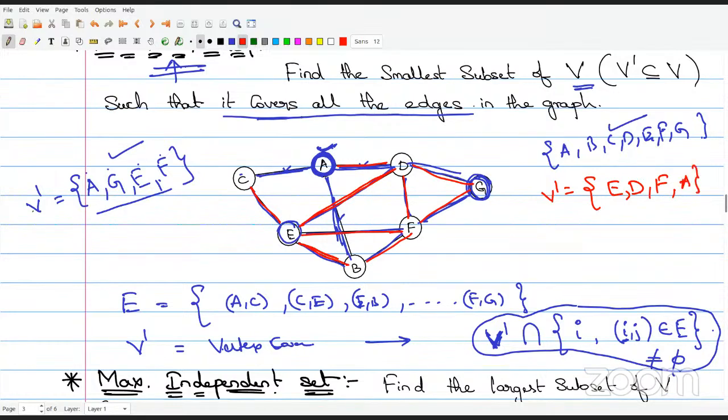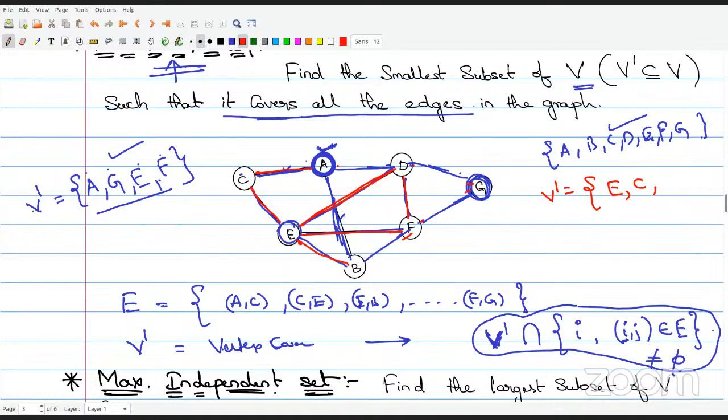So if you have gone wrong, this is where you can go wrong. Instead of D, I have picked C. So then what happens? This will be covered. This is not covered yet. This is not covered. This is not covered. This is not covered. E will be covered. So this is covered. So now I have picked C.